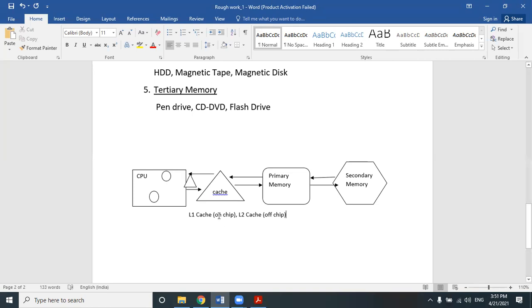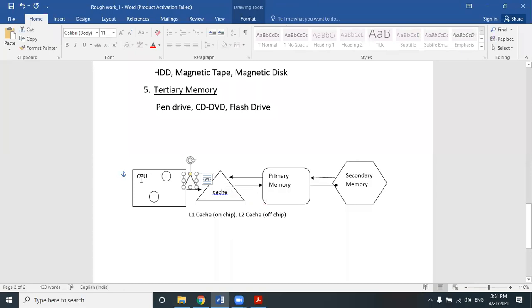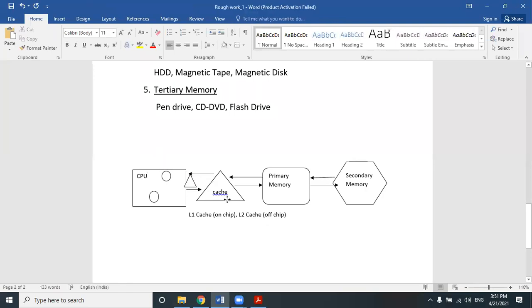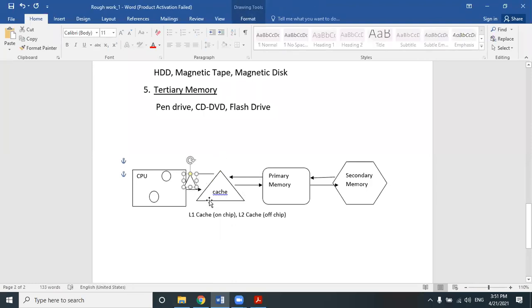On-chip means it is embedded on that particular processor. So it is the closest cache memory to the CPU. And this L2 cache is the off-chip cache. That means it is not embedded on the CPU itself; it is embedded outside the CPU. So 2 kinds of cache memory are there. Now you can ask me, sir, what is the necessity of using these 2 kinds of cache memory? I will discuss it. Just wait.